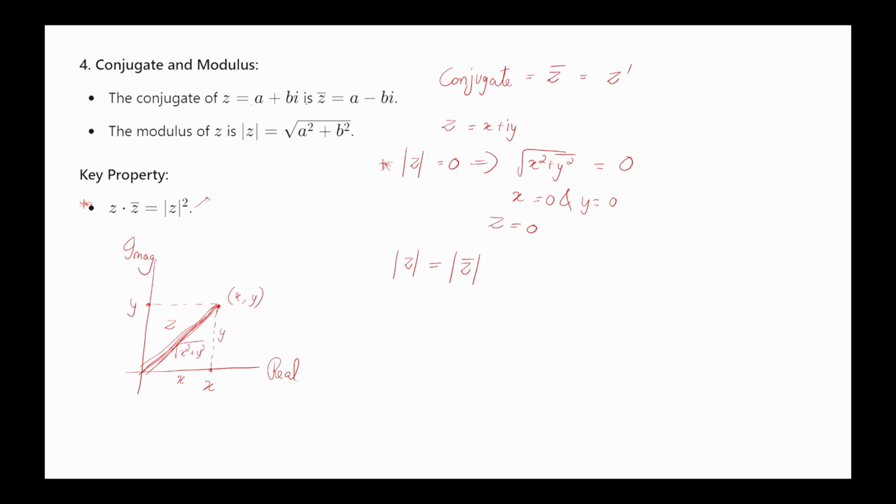If I multiply Z and Z bar, I'm going to get A square minus iota square B square. So this basically becomes A square plus B square, which is nothing but the square of modulus Z. So this is what we get.